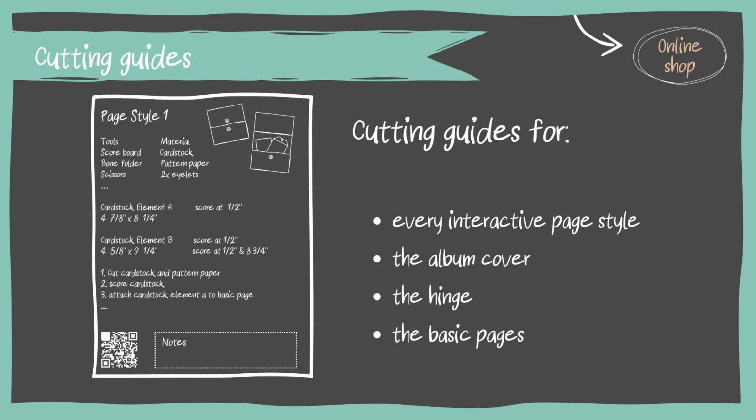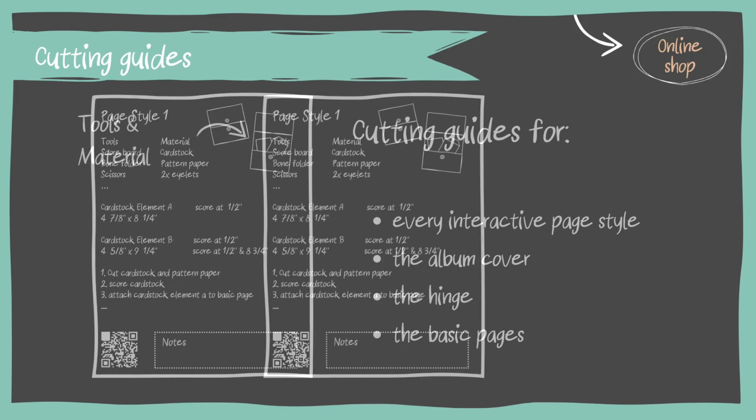Those cutting guides are available for each interactive page style. So for each interactive page you could use in your album. And as I said, I actually have a collection of 50 different interactive page styles. And then, of course, there are also cutting guides for the album cover, the hinge, and the basic pages. And when designing those cutting guides, I made sure to give them a very open and clear layout so that you can easily access all the information you would need.